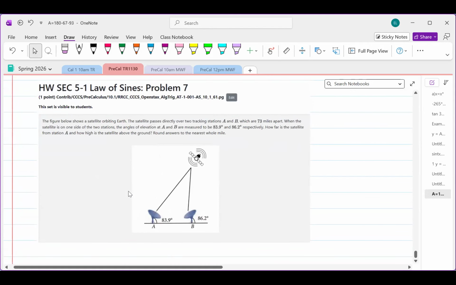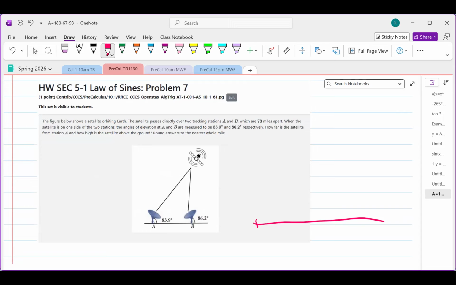So this one is kind of similar to the boat problem. We've got 2 radar stations again, but we've got this satellite in orbit. Now, if you look at the picture, the line from B to the satellite almost looks straight. And if you look at the angle, it's supposed to be 86.2 degrees. So it is close to 90 degrees, but it's kind of hard to see which side is which. So what I do with this is I redraw the picture. So I put A here, B here, and I put the satellite way over here.